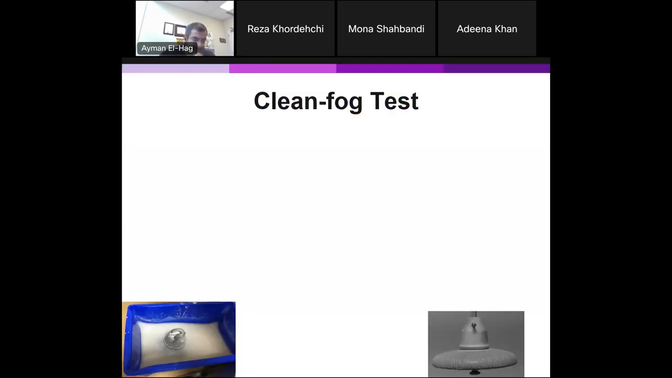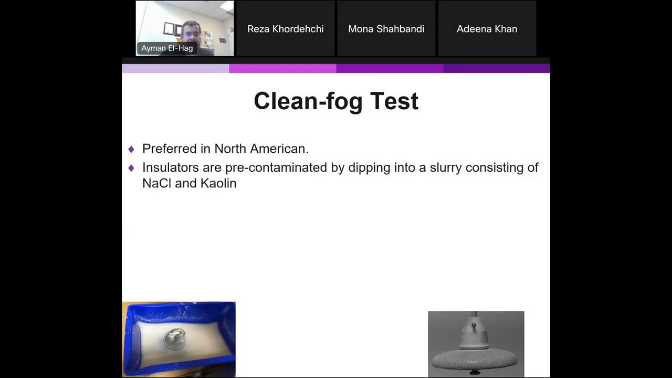The second method is called the clean fog test. Now, this is the method that's used in North America. So basically here, you bring the insulators and you pre-contaminate them by dipping them in a slurry. This is a study I was doing here. This is the insulator, this is the slurry here. The slurry is a combination of a certain inert material and a conductive material.